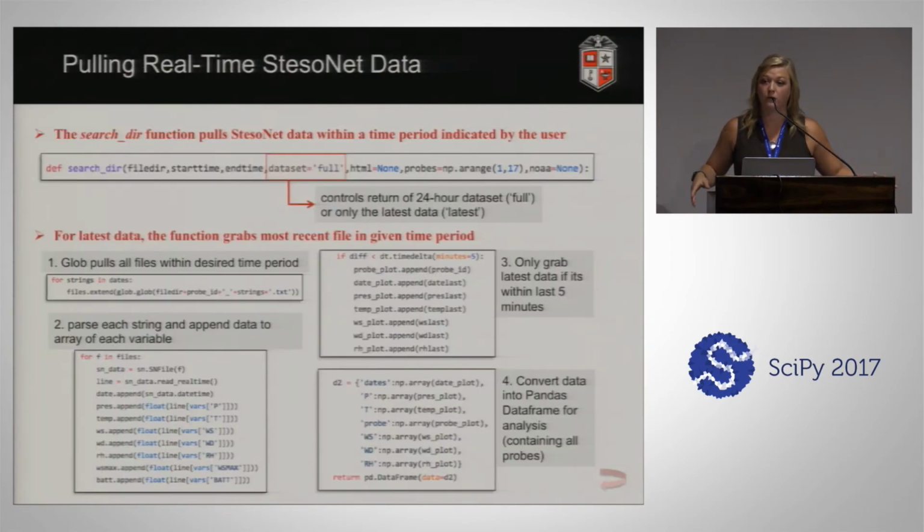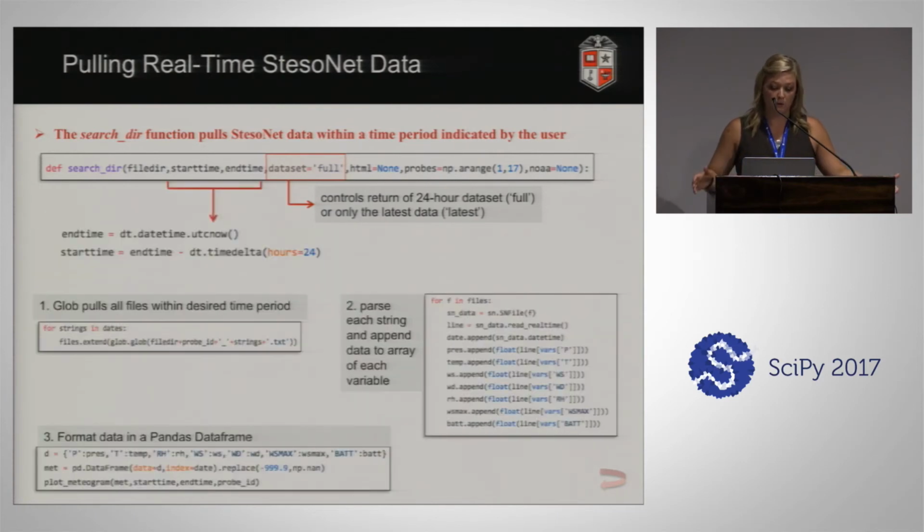So first we had to pull the StesoNet files from our server for the past 24 hours. This is the same slide I already showed you. It is showing the latest data. Pulling 24 hours of data is actually easier. We just do our start time and end time within 24 hours. Glob, again, pulls all the files that we wanted in this time period because, like I said, each text file was descriptive enough to show a date and time. So we pulled the last 24 hours' worth. We parsed each string, again, comma-separated files, and then formatted that data in a pandas data frame.